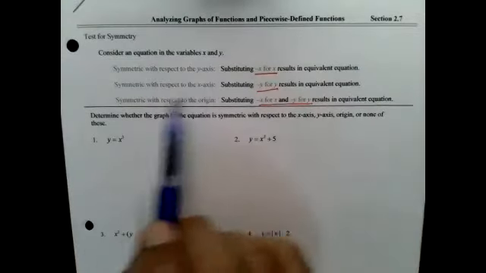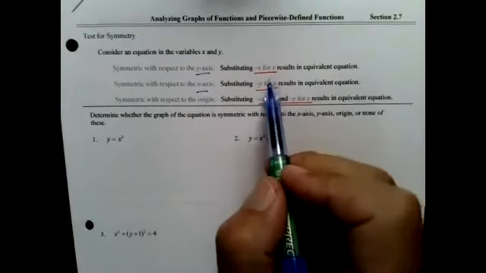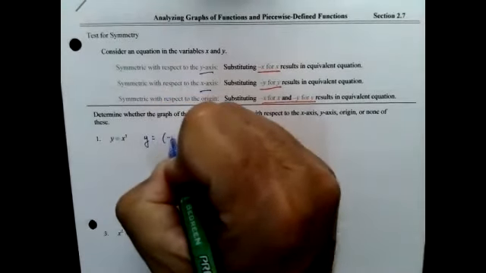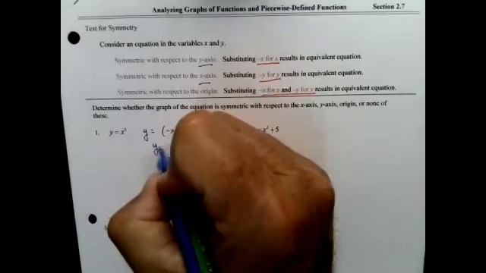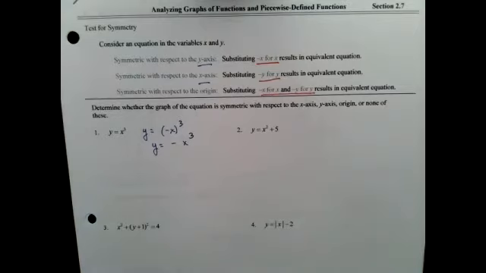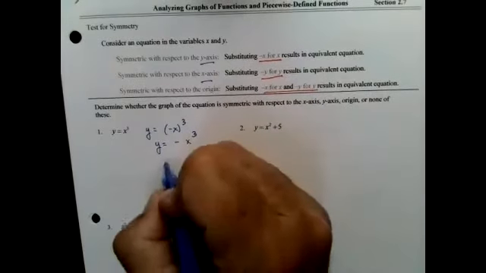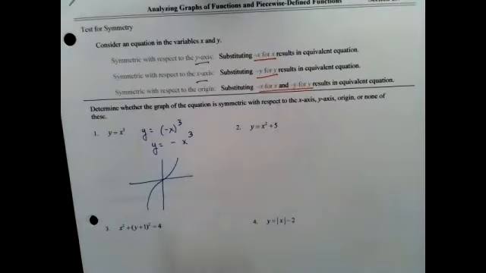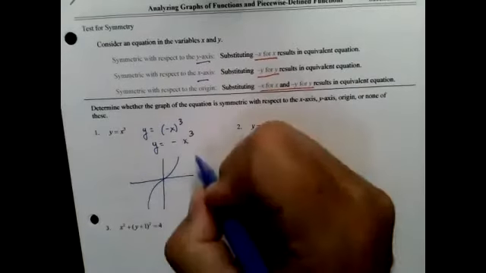And we can take a look at y-axis, x-axis, or the origin symmetry by doing these things. If I put -x in for x, I now have the equation y equals (-x) cubed. And if I cube that and clean it up, I get y equals -x cubed. So what we're saying here is that we know the graph of y equals x cubed, and this guy are opposites. So this is over the origin.